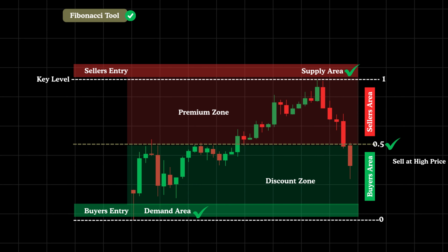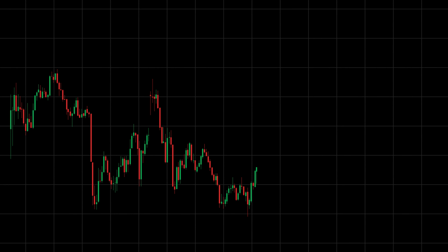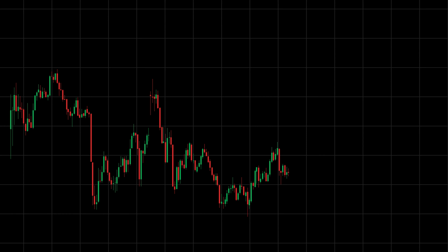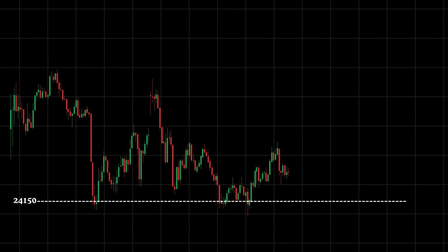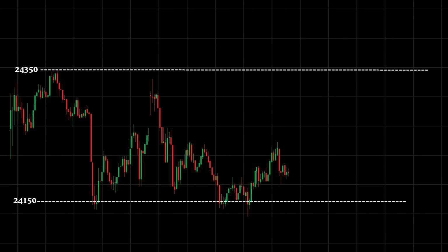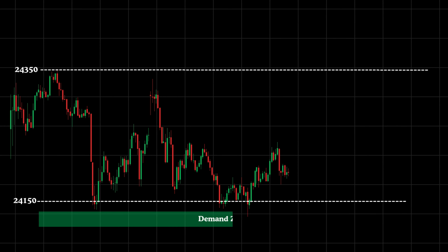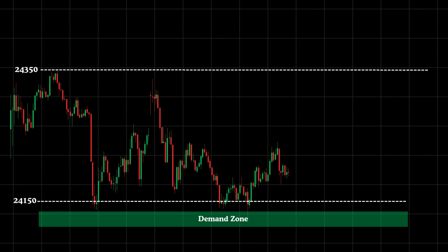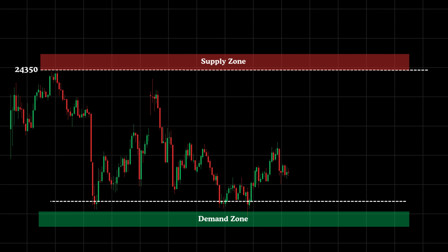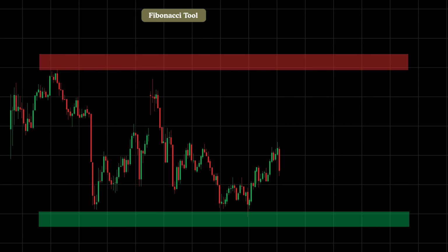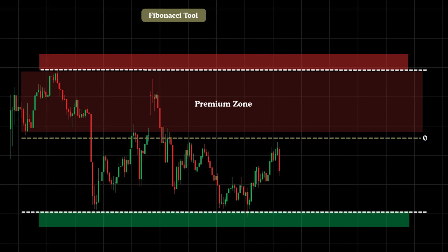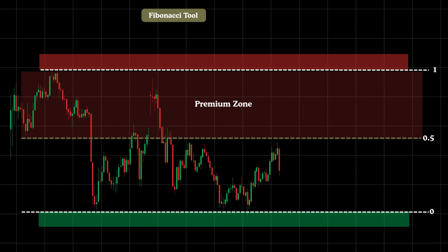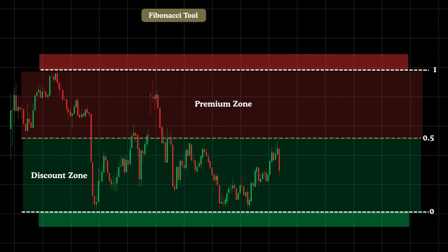Let's now examine some examples on the charts. This is the 5-minute time frame chart, where the market is attempting to form support below the 24,150 level, while also rejecting higher levels. This indicates that a demand zone has developed at the lower levels, while a supply zone has formed at the higher levels. Now, if you connect these 2 points and apply the Fibonacci tool, you'll see that a premium zone has formed above the 50 level, and a discount zone has formed below it on the chart.